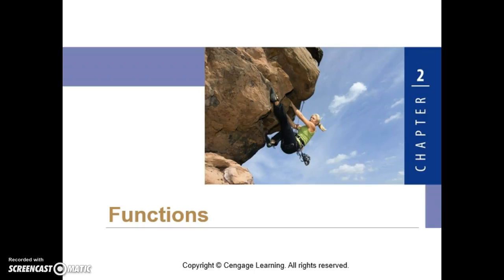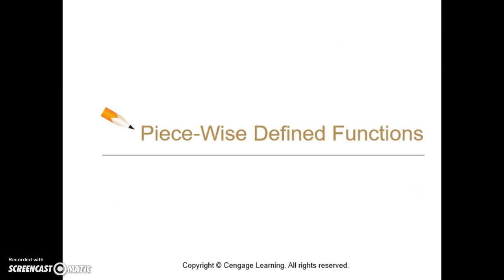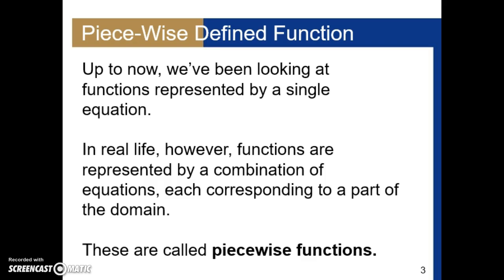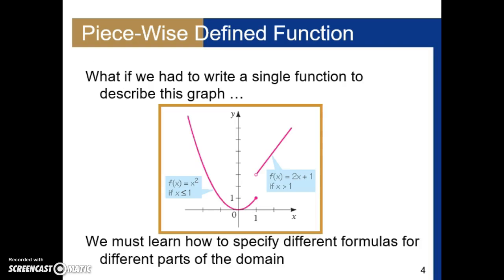We're going to continue our work on functions by talking about piecewise defined functions. Up to now, we've looked at functions that we've only represented by one function rule. This is exactly what was done with the function, and then we worry about the domain. We've never had a function that behaved differently over different pieces of its domain. But in real life, functions are represented many times by a combination of equations that correspond to different parts of the domain. And those functions are called piecewise defined functions.